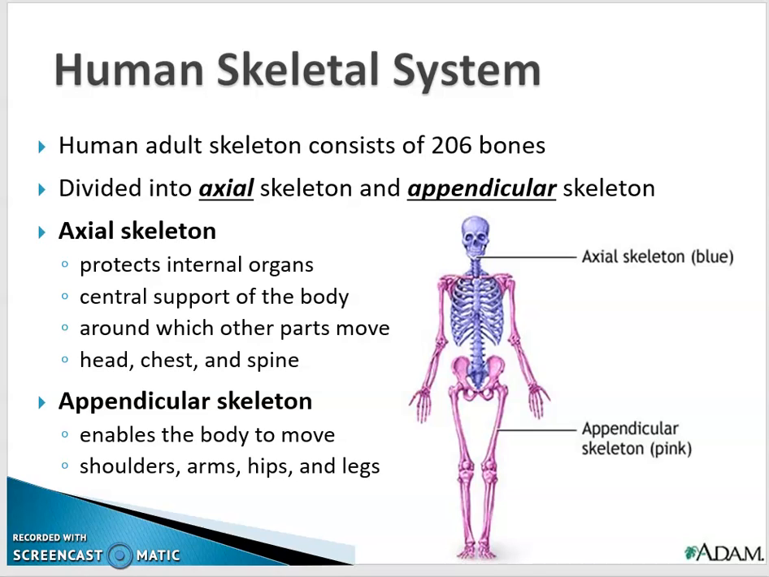There are two different aspects to the skeleton. There's the axial and the appendicular skeleton. So the axial skeleton here is depicted in this bluish color. This protects internal organs, central support of the body around which other parts move. It's the head, chest, and spine. And then we have the appendicular skeleton, and that's illustrated in this bluish pink color that's around the outside. These are what we call the extremities. So the appendicular skeleton enables the body to move: shoulders, arms, hips, legs, that sort of thing.